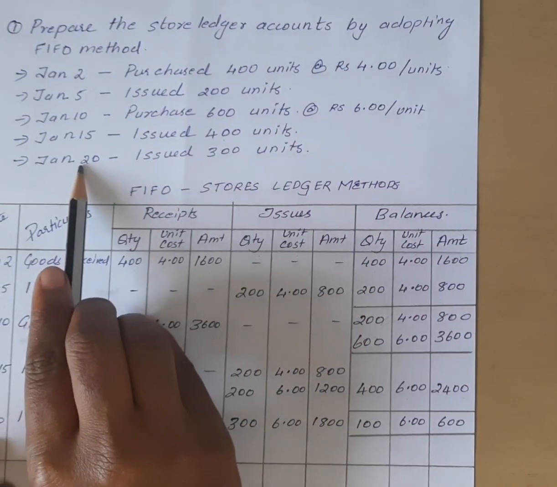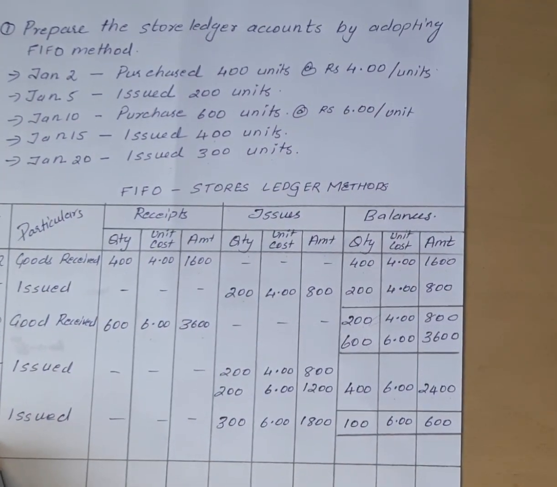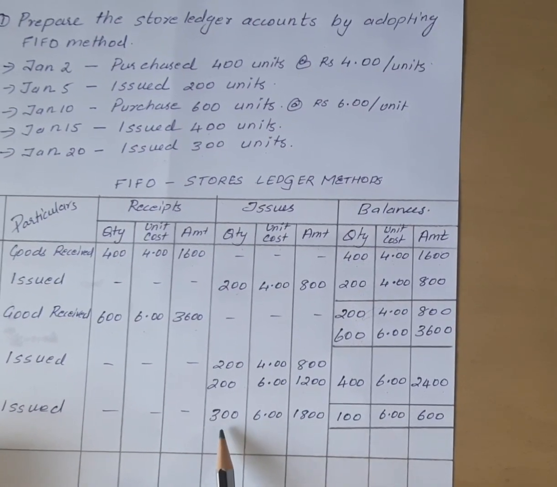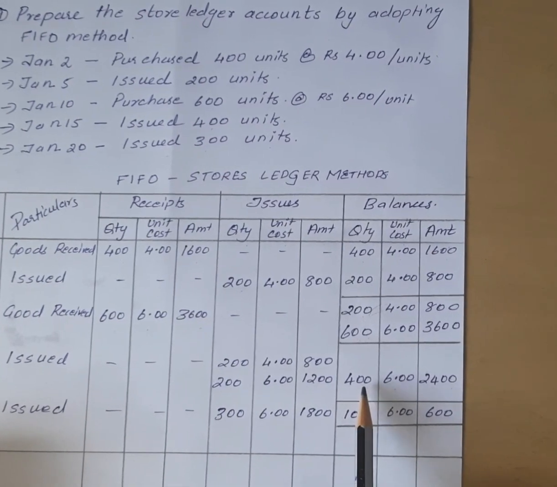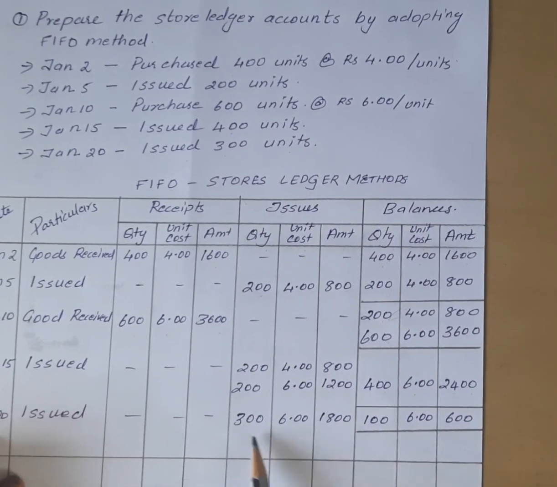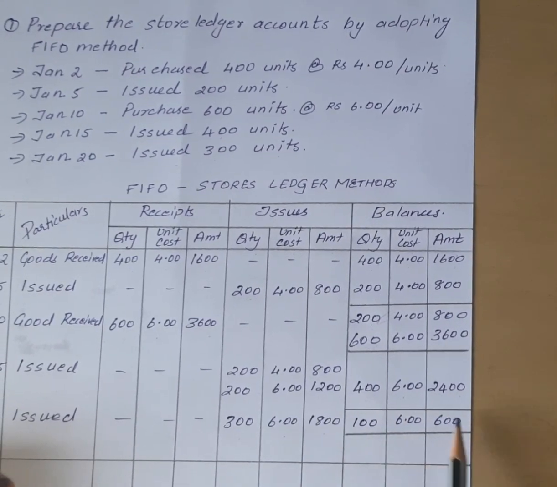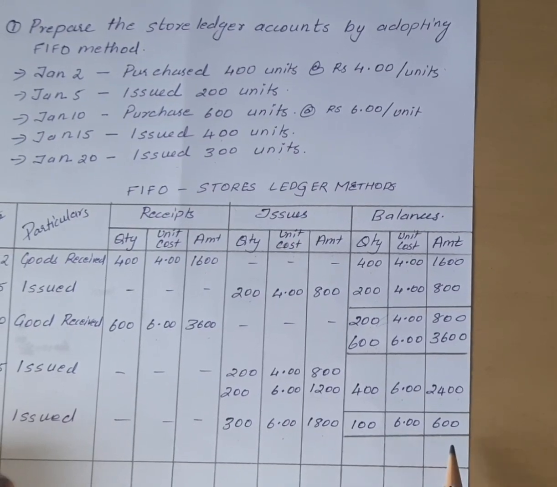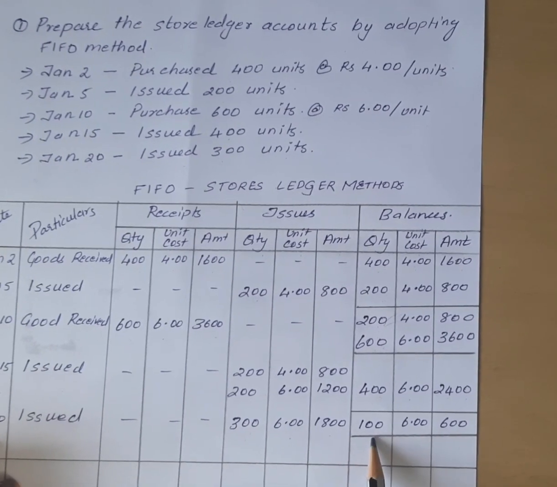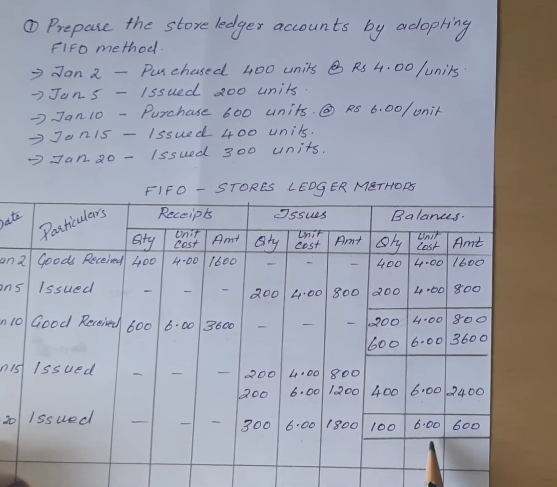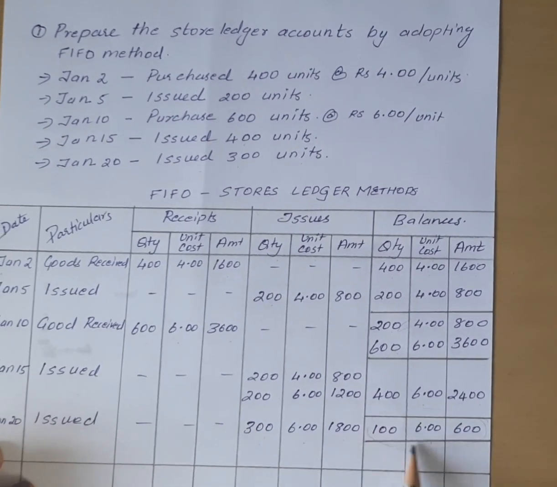And finally on January 20th, they have issued 300 units. So now you are asked to issue 300. First you have to check the balance. What is the available balance? We have 400 in the store. From this 400, you are issuing 300 at the rate of 6 rupees, which will come to 1800. Now finally, the available balance in the store is 100, which is 400 minus the issued 300. So the remaining available balance is 100 units at the rate of 6, which comes to 600. So this is your closing balance at the end of the month.